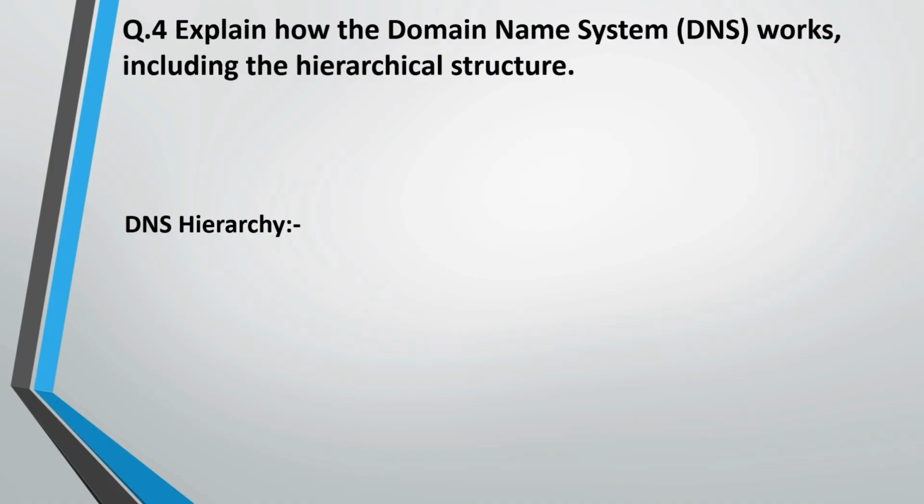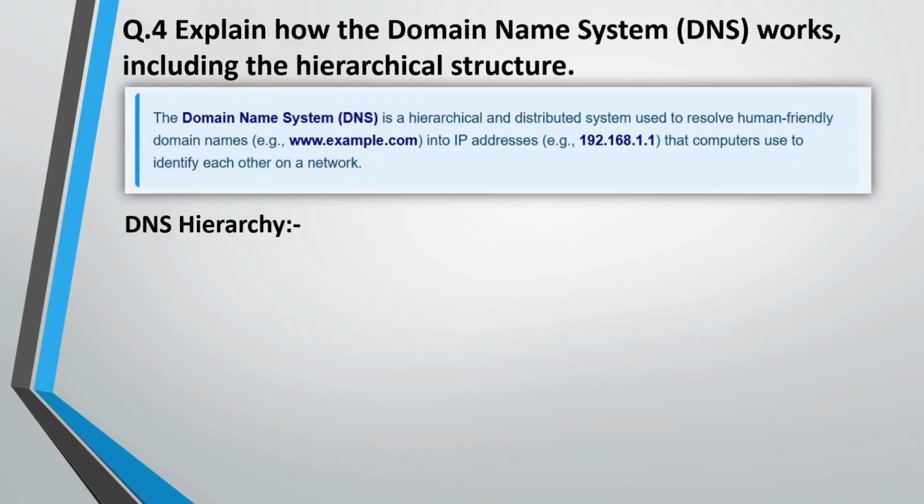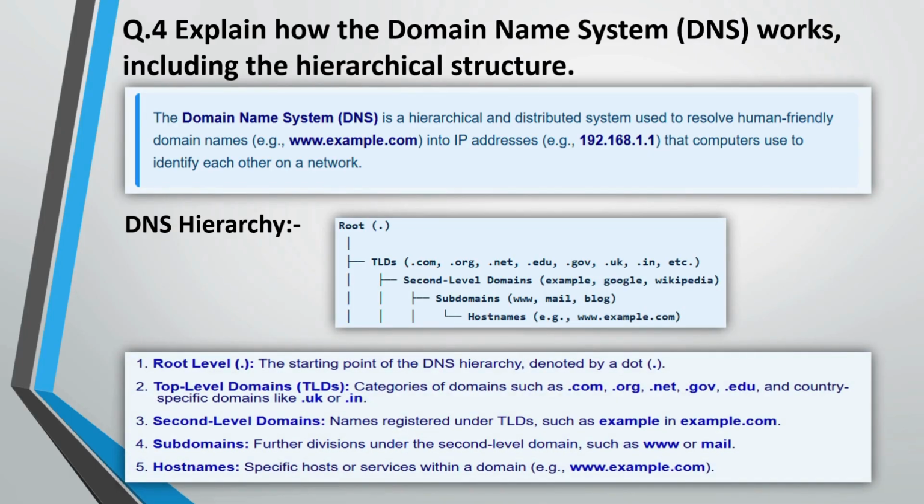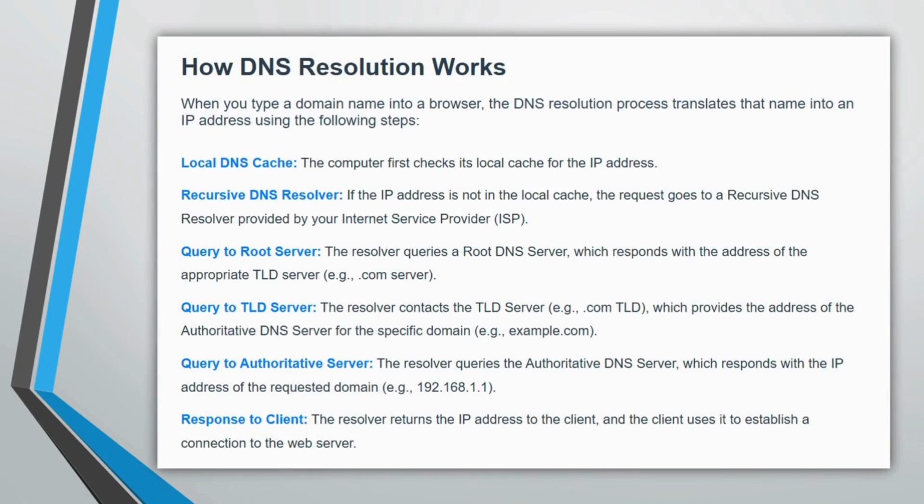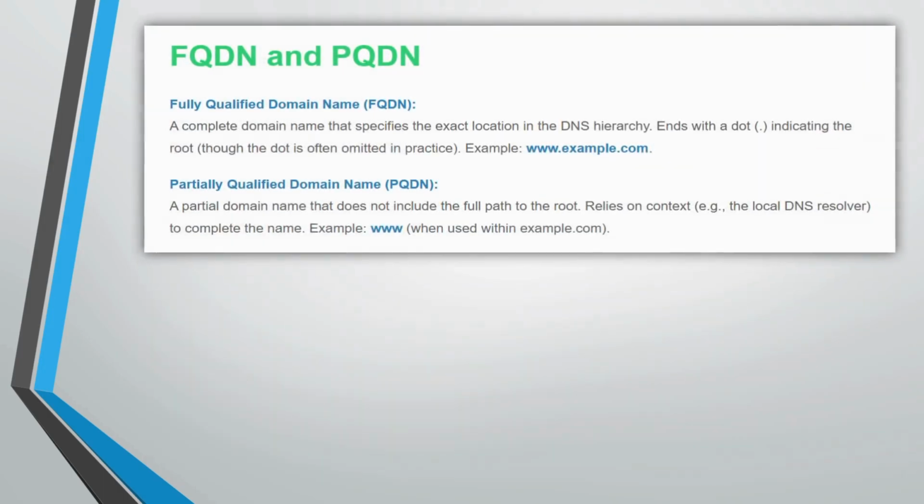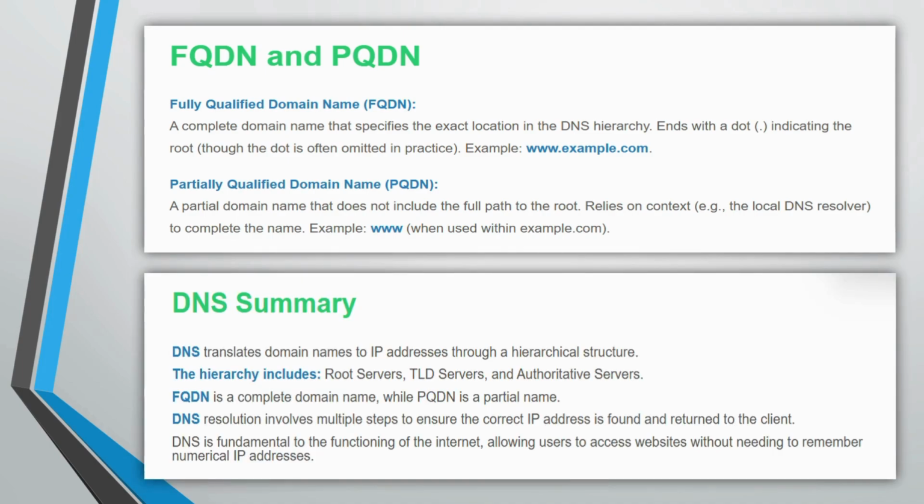Next question of this unit is explain how the domain name system works, including the hierarchical structure. And you can explain in this way, and in this way, and this way. And the next part of this answer is how DNS resolution works. You can explain all the details. And in last you can also explain the FQDN and PQDN. Last of the answer you can write the summary of the whole question.